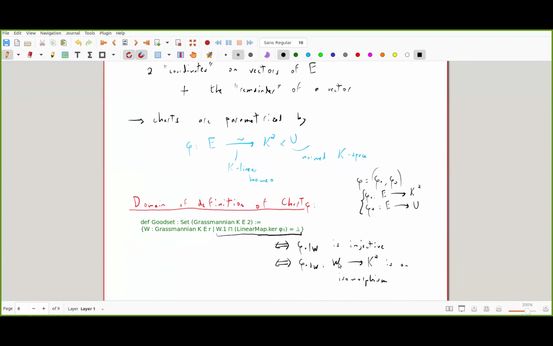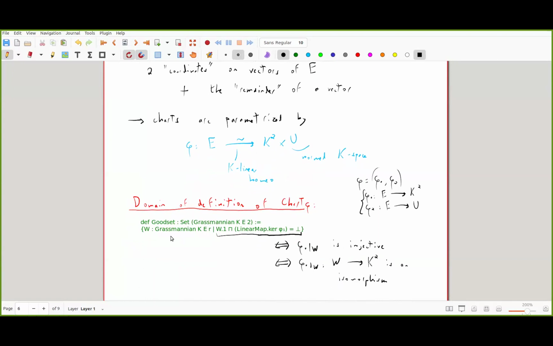It means it's the subspaces W where, if I restrict the first component of phi to W, I get an isomorphism. For dimension reasons, this is dimension 2, this is dimension 2. So being an isomorphism is the same as being surjective, it's the same as being injective. So I wrote it like that again: W intersects the kernel of phi1 trivially. And you can check this is an open condition, okay?